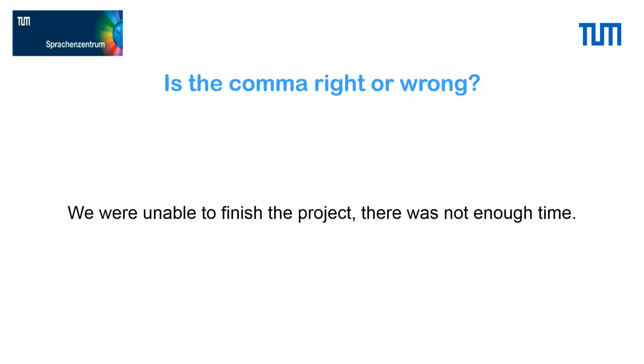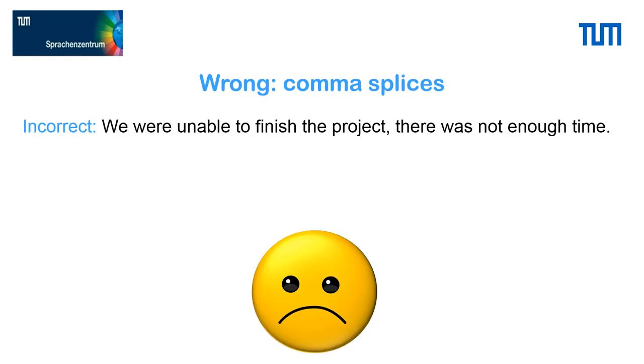Next then, we were unable to finish the project, comma, there was not enough time. Here, the comma is incorrect, and that is because we have a comma splice. Now, a comma splice is where you have two independent clauses, meaning two clauses which grammatically could stand on their own as sentences, and you punctuate them with a comma. Now, this is incorrect in English.